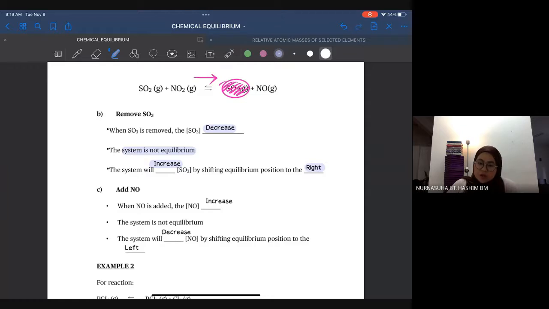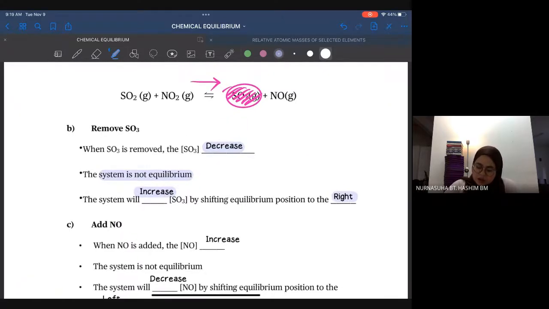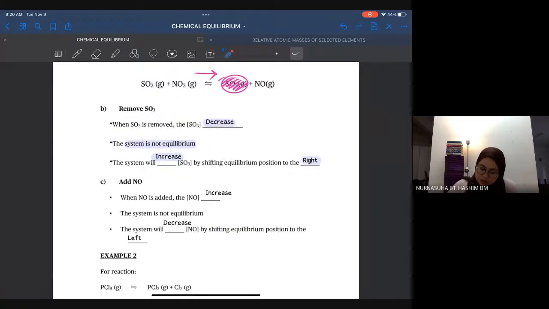So, you kena faham konsep dia. You dah buang this one. So, bila you buang ni, tak seimbang lah equation tu kan. Okay. So, nak kasih seimbang semula, you kena tambah balik SO3. Nak tambah balik SO3 tu, you perlukan SO2 dengan NO2 ni bertindak balas sama-sama supaya menghasilkan SO3. So, that's why the equilibrium shift to the right. Okay, last one.